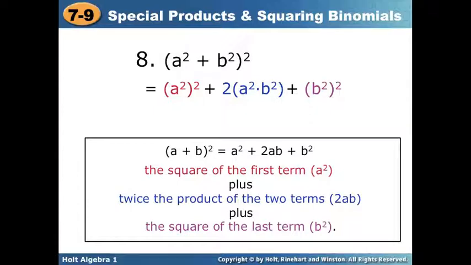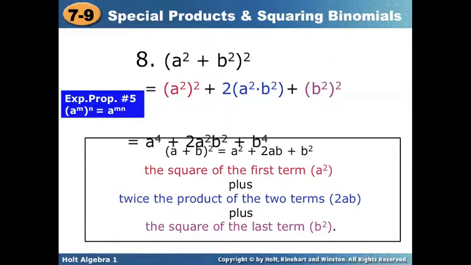So (a squared) squared, a power to a power you multiply. Remember when we learned our exponent properties, I stressed the p, power to a power to multiply, to help you remember. That gives us a to the fourth. Twice the product of the two terms is 2 times a squared times b squared. Finally, we have power to power, again we multiply.